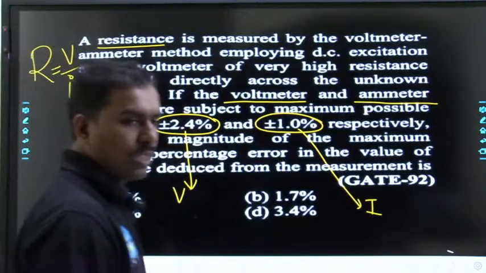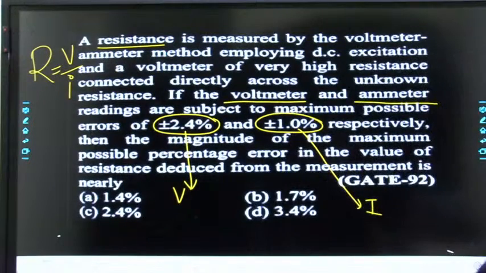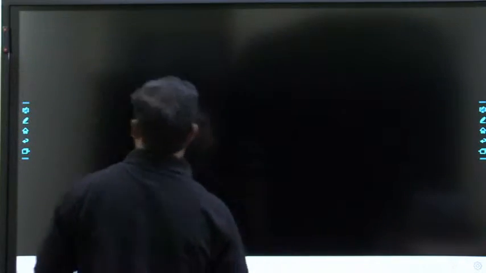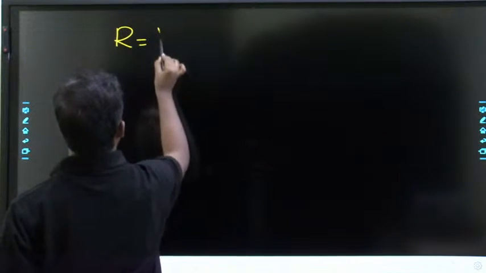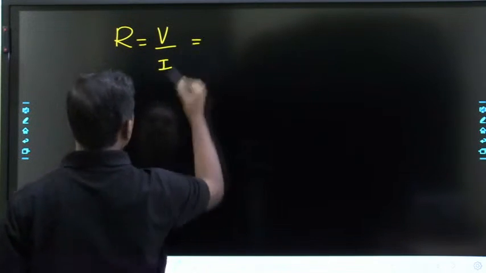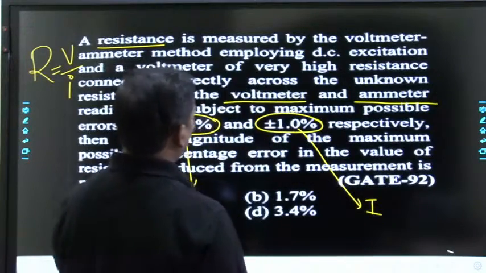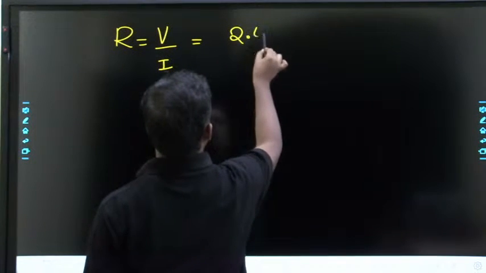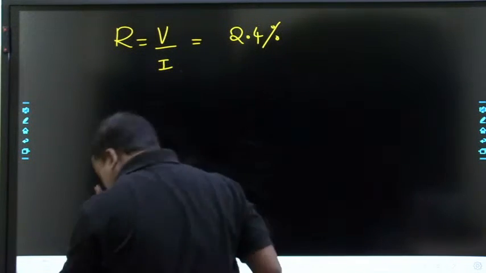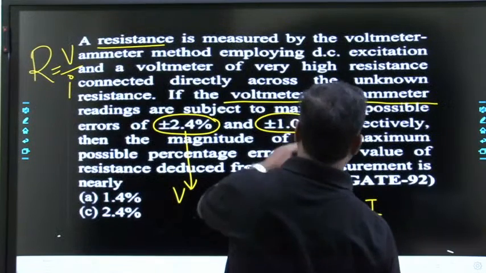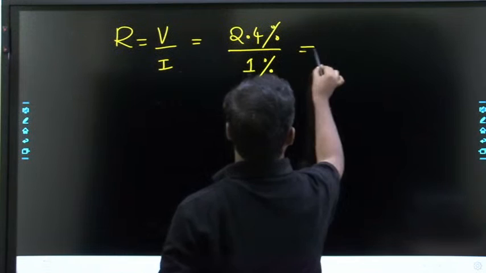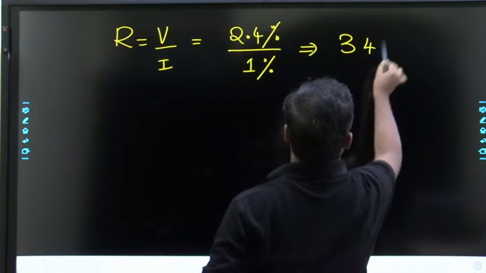What is the answer, dear students? Yes, correct. What is the correct answer? See, this is what we call R is equal to V by I. In V there is an error of how much? 2.4%. And here there is an error of 1%. Then what is the resultant error? The resultant error will be 3.4%.